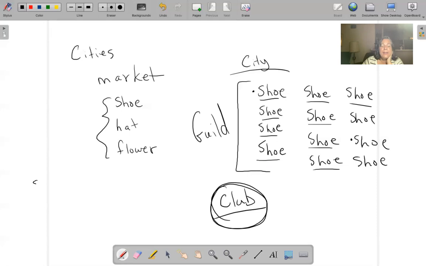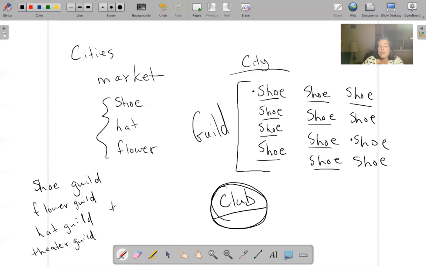There would be the shoe guild and the flower guild and the hat guild. There would be the theater guild and the teachers guild. Whatever your career was, there would be that guild where everybody would get together and they would support each other.